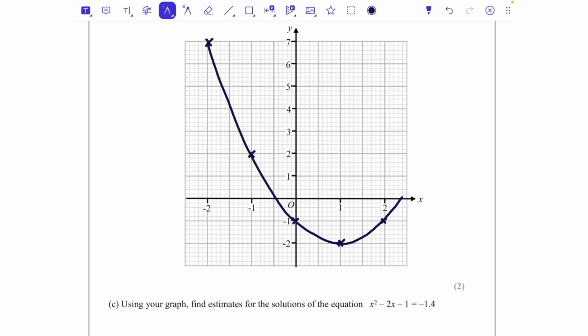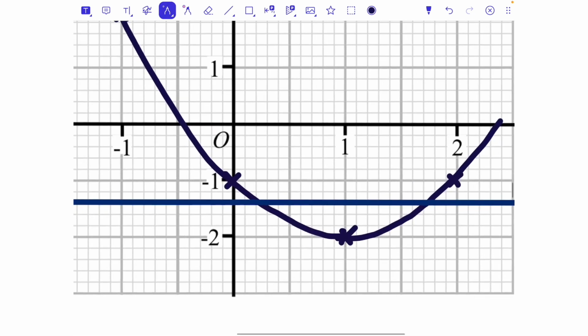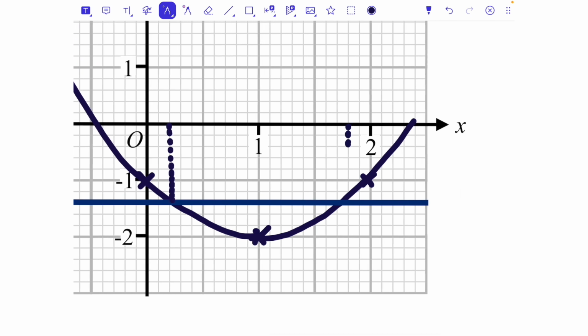Okay, then it says, using your graph, find estimates for the solutions of the equation x squared minus 2x minus 1. Well, that's what we've just drawn, equals minus 1.4. So when does your quadratic graph equal minus 1.4? Well, minus 1.4 is here, 2 little squares below minus 1 because each of the squares is 0.2. And then we just need to look and see where that crosses the x-axis. So I've got there and I've got there.